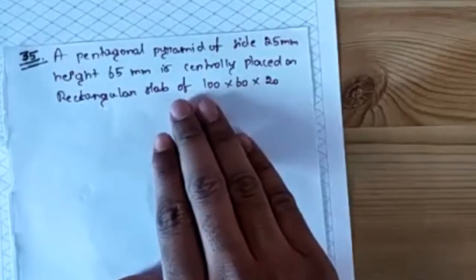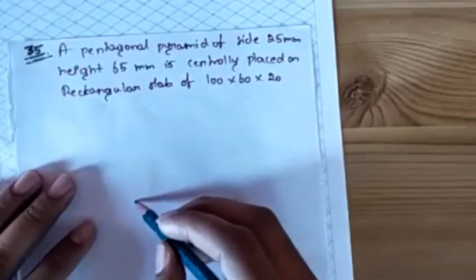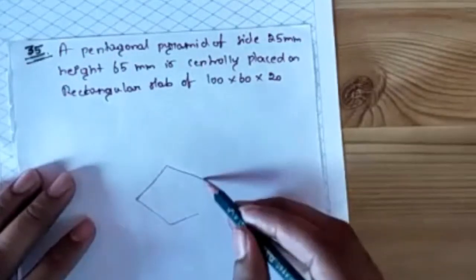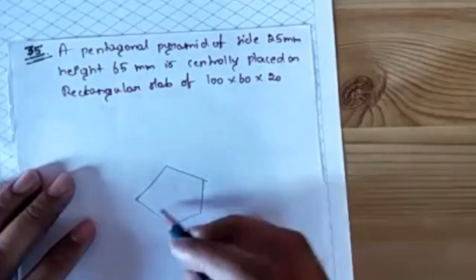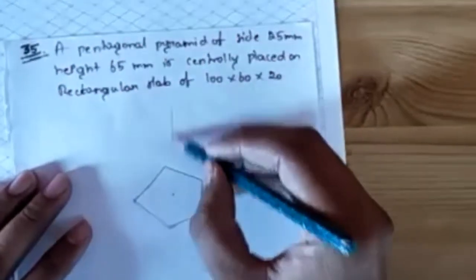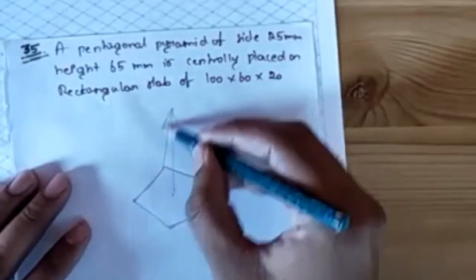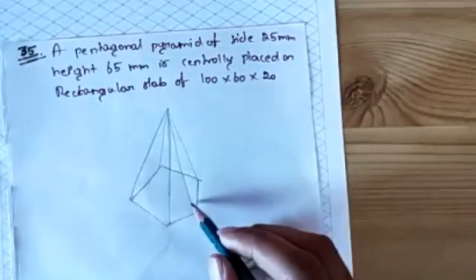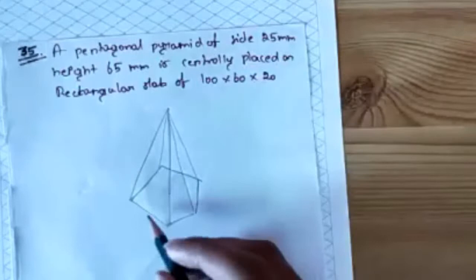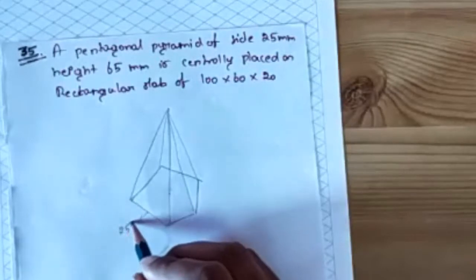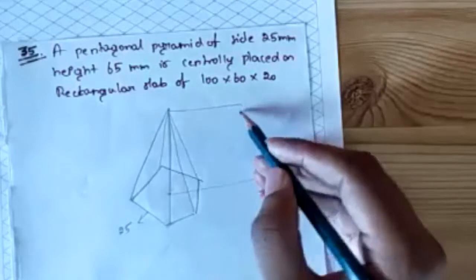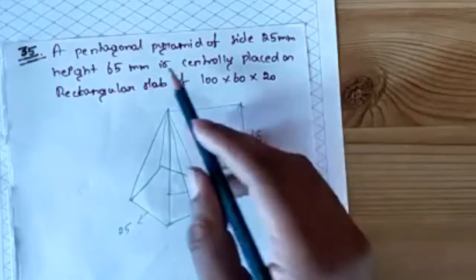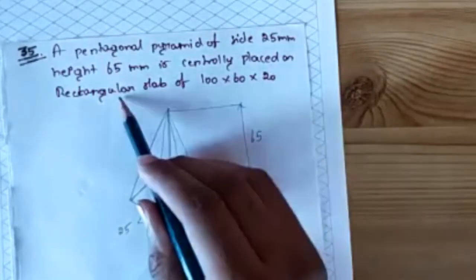What is the side of the pentagon pyramid? The pentagon pyramid is like this. This is a pentagon pyramid. Fine. The pentagon pyramid of side 25. The side of the pentagon pyramid is given as 25, and this is the height which is given to you. The height is given as 65. It is centrally placed on a rectangular slab.